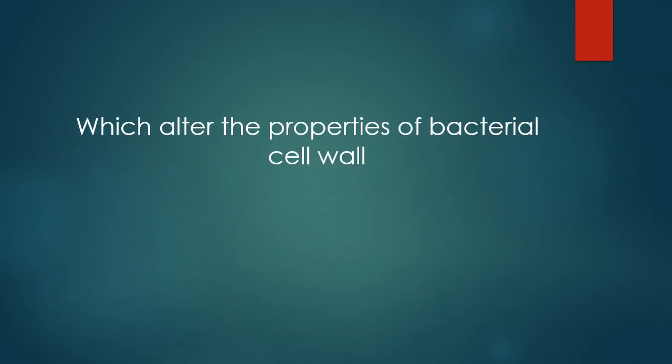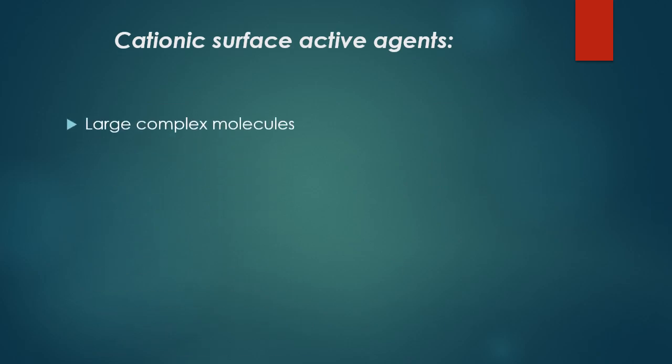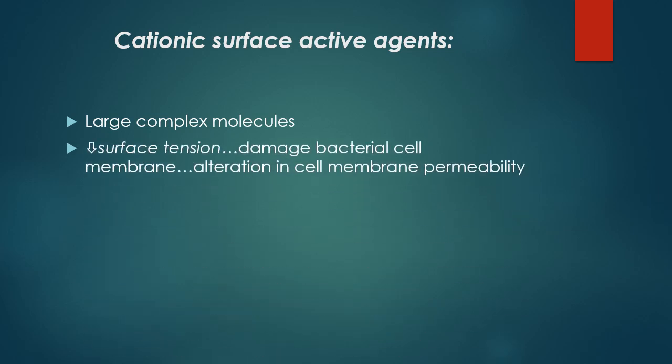Next group of agents are those which alter the properties of bacterial cell wall. Cationic surface active agents are large complex molecules containing a quaternary ammonium or pyridinium or piperidinium group. They have detergent-like action, so they reduce the surface tension and cause damage to bacterial cell membrane and cause alteration in cell membrane permeability, which leads to leakage of vital nutrients.